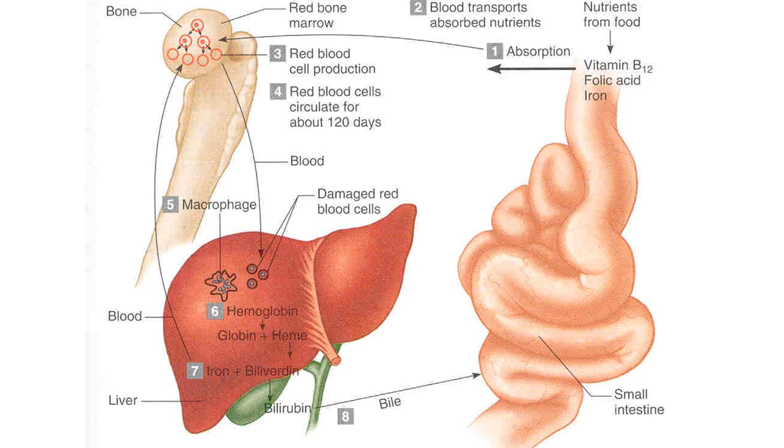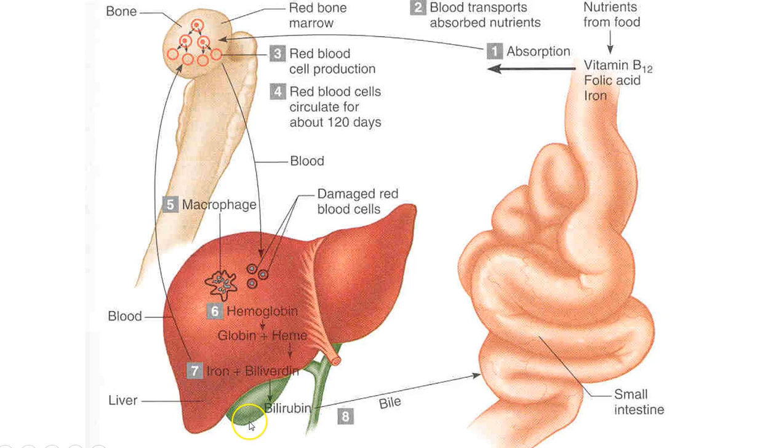So the heme part is not recycled. The iron is recycled, not all of it, but most of it. And the globin, the protein, is recycled. Again, the globin is recycled. The iron is recycled, but the heme is not.